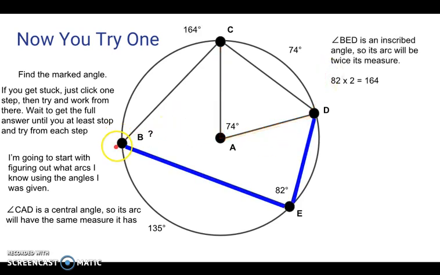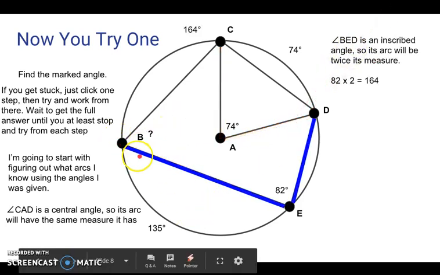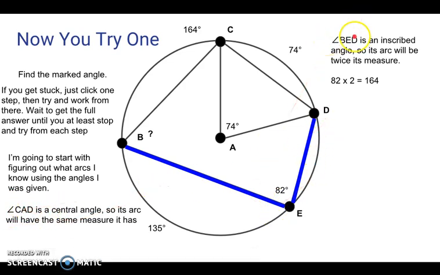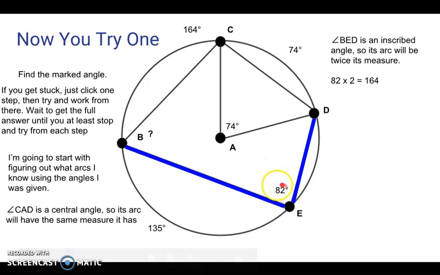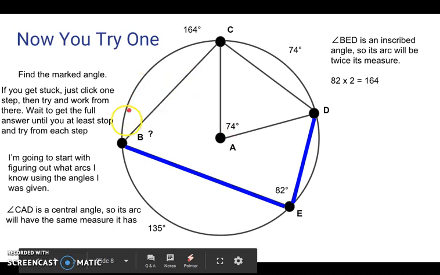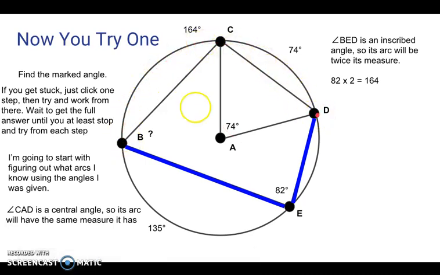Next, what is this angle right here? And yes, CAD. I love this with angles. All right, this is an inscribed angle. So that means its arc is going to be twice its measure. So 82 times 2 is 164. So from here clear over to here, B to D is going to be 164 degrees.